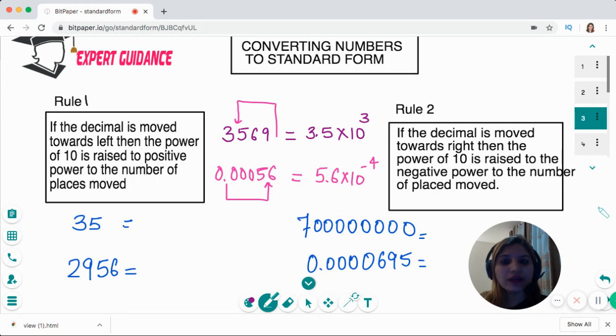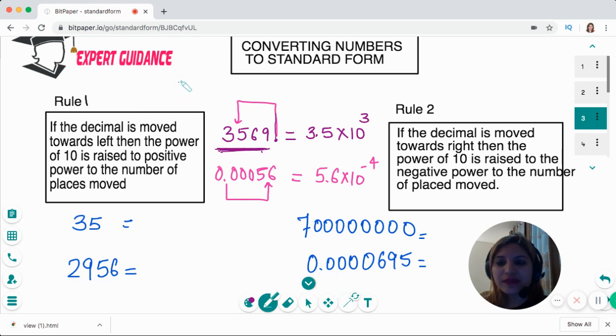Okay, now the question is, how do you convert a number to standard form? Just look at this number. When you have a number like 3569, this is a proper number without any decimal, which means that this number holds a decimal at the end. Now, if you need to write it in standard form, where should the decimal come? The decimal should come after 3 so that the number turns out to be less than 10. Now, how many places will you move this decimal? So here, the decimal is at the end, so you'll move it 1, 2, 3 places.